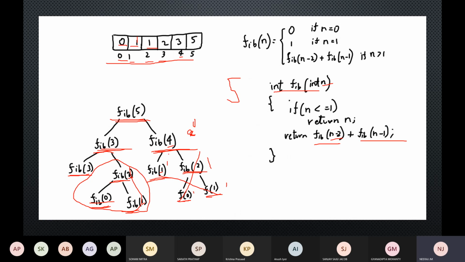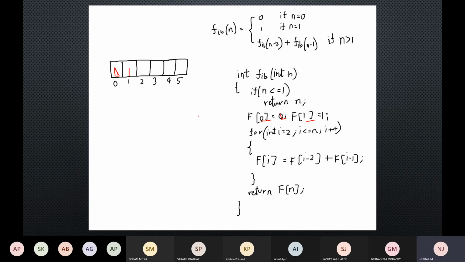So memorization is nothing but store the values in a different space or different table. And tabular is store this array in a different table. That is what these two approaches are, the best possible and easiest way to understand dynamic programming.